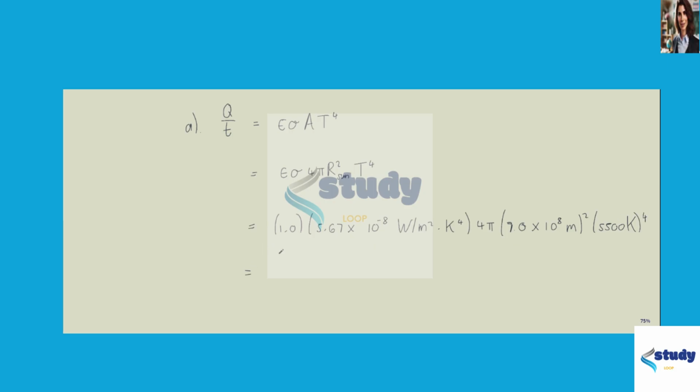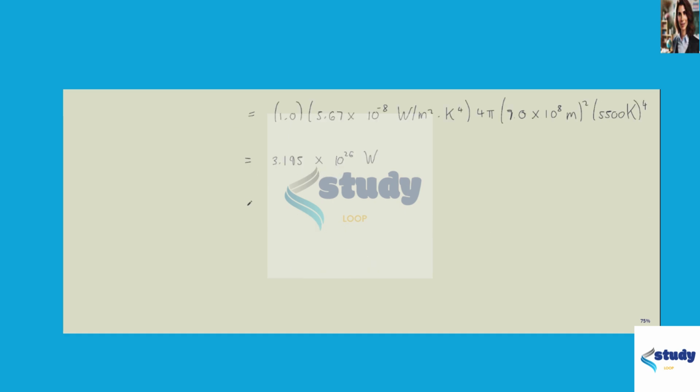And so calculating, we get this to be 3.195 times 10 to the power 26 watts. And so, keeping our significant figures, this becomes 3.2 times 10 to the power 26 watts. And that's the total power radiated by the sun into space.